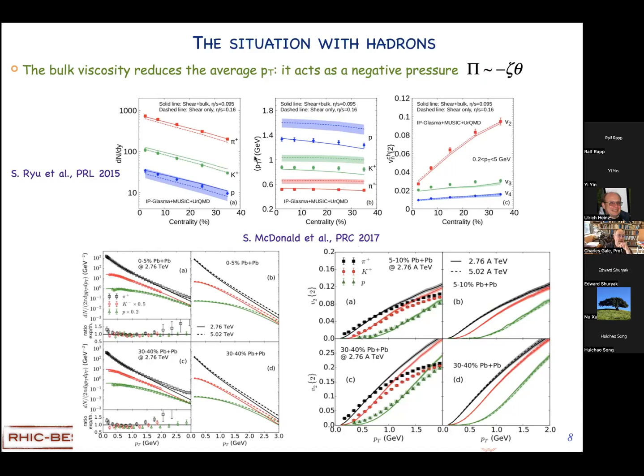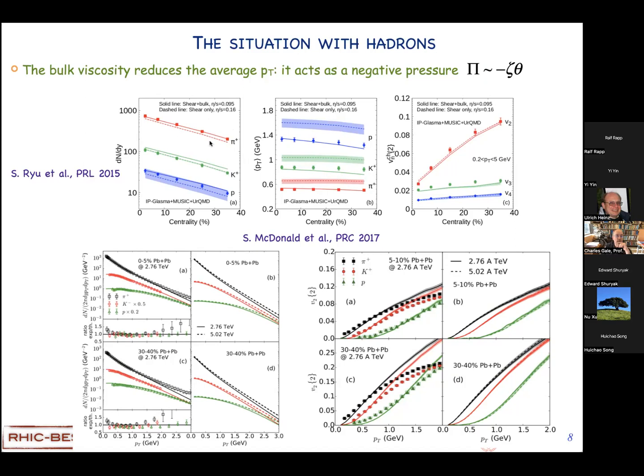So here's a calculation of the multiplicity, the average pT, and of the v2, v3, and v4 using hydro. And you see here the dashed line using shear viscosity, in this calculation, the constant shear viscosity. And the bulk viscosity is the profile we saw on the previous slide.